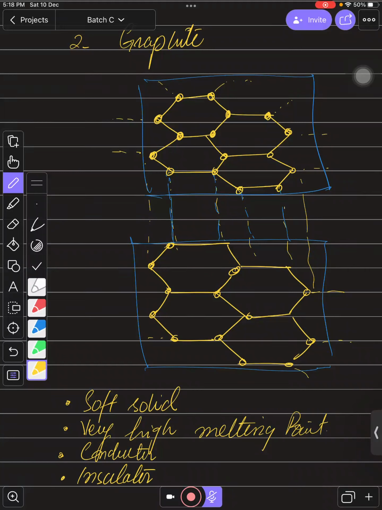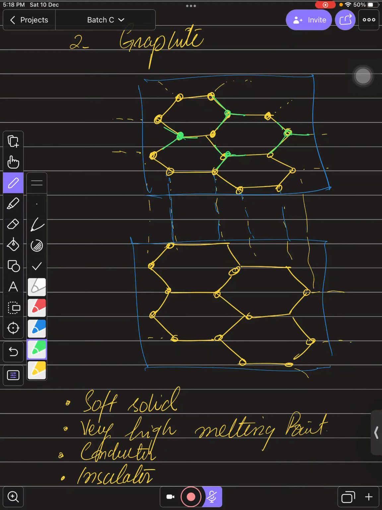Why? It can conduct electricity. So you can see this, every carbon, if you just focus on this carbon, 1, 2, 3 bonds. If you focus on this carbon, 1, 2, 3 bonds. If you focus on this carbon, 1, 2, 3 bonds. Every carbon has 3 bonds, and we know that carbon has 4 electrons in the outermost shell.